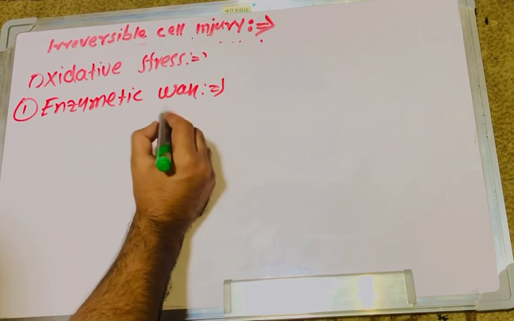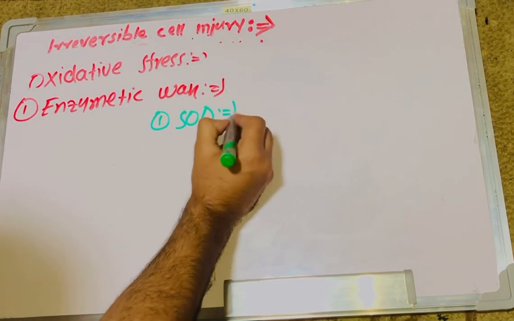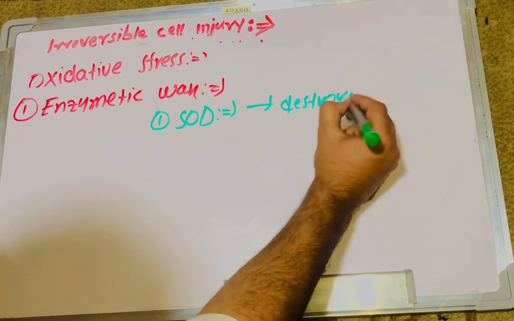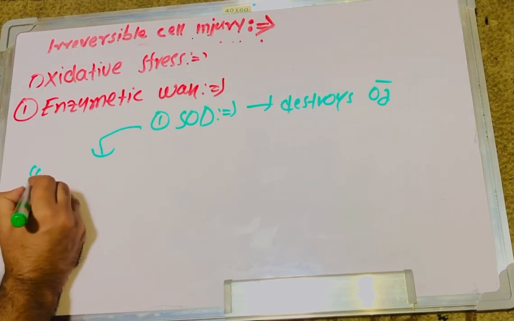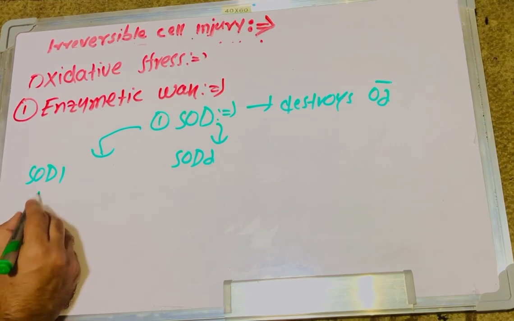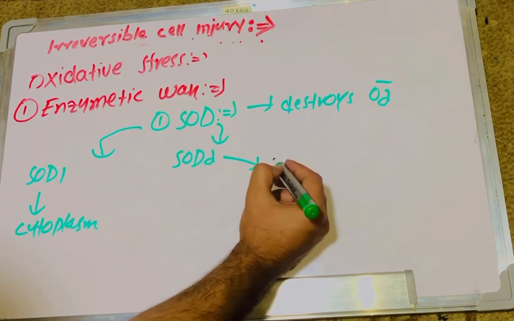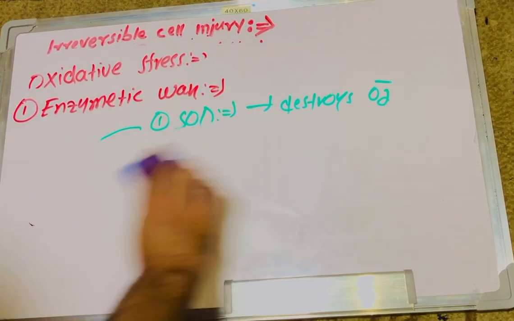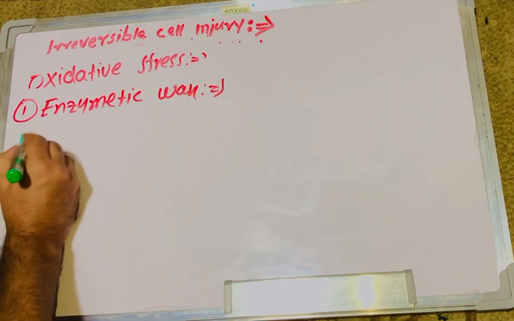In the cell there is superoxide dismutase. What is the function of this enzyme? This enzyme destroys superoxide. Remember, SOD is of two types. Number first is SOD1 and number second is SOD2. SOD1 is present in the cytoplasm of the cell, and SOD2 is present in the mitochondria of the cell. SOD destroys the superoxide free radical.